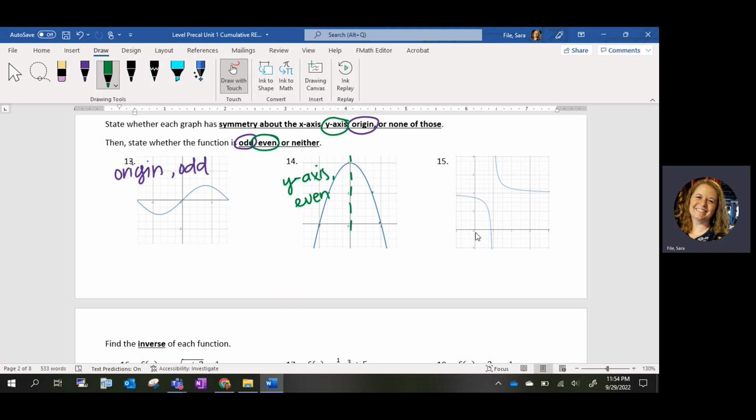Okay, and then on 15, you can see here's the origin. If I rotated it about the origin, no symmetry. Folding over the y, no. Folding over the x, no. So this one has none of those. It's not reflected over the x, y, or origin. Okay, so of course it must be neither odd nor even. Now, if it had x-axis symmetry, it would still be neither odd nor even. Okay, so just y-axis is even, origin is odd. You have to remember that those go together.